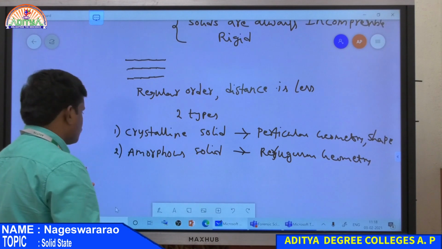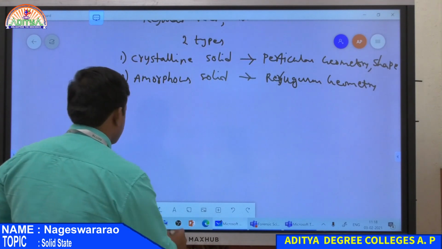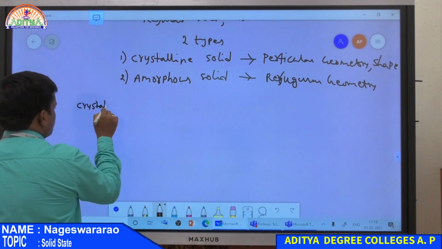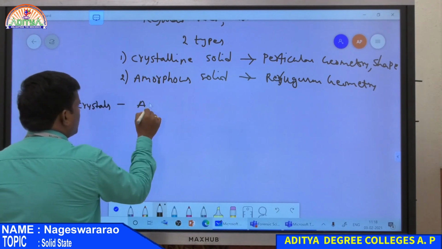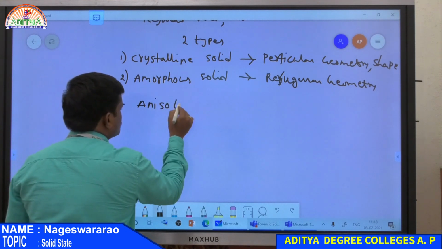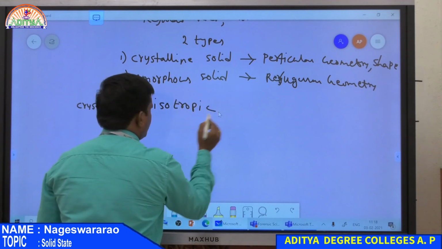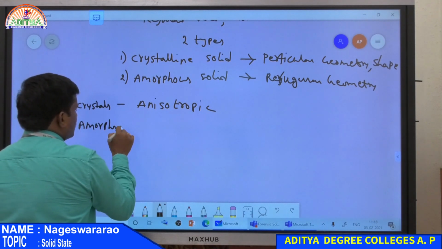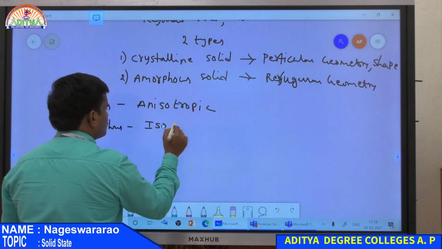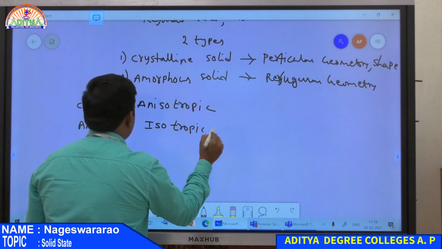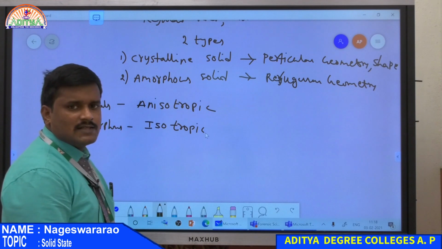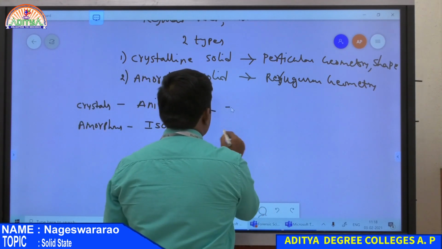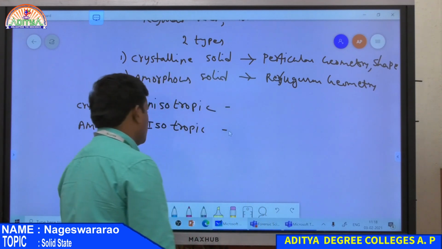And also crystalline solids are always anisotropic in nature, whereas amorphous solids are always isotropic in nature. So crystals are anisotropic, whereas amorphous are isotropic. So what is aniso and iso? Aniso means different, iso means same.